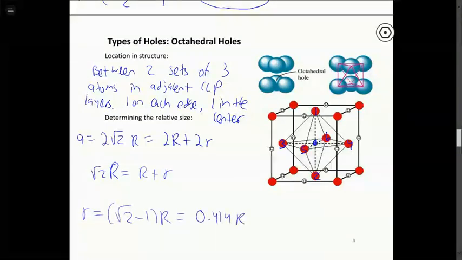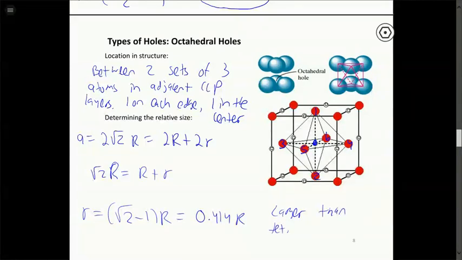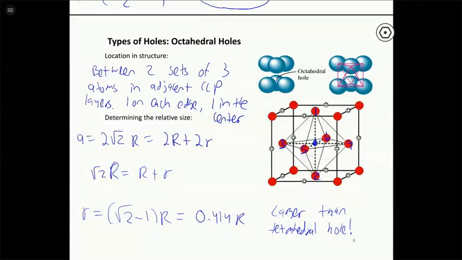0.414 R. So as I'll get into in more detail, this is the limiting size for an octahedral hole, and that makes it larger than a tetrahedral hole. All right, we saw that a tetrahedral hole was 0.225 times the radius of the larger ion. This one is 0.414, so it's a little bit bigger than a tetrahedral hole.